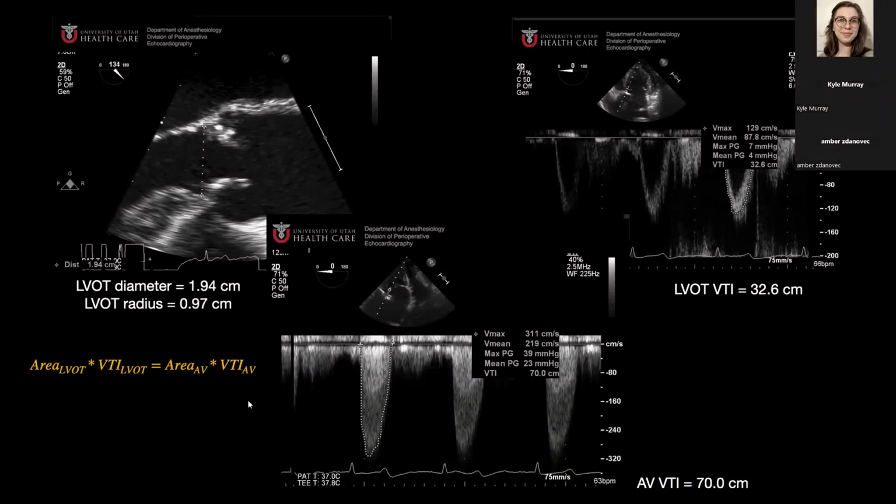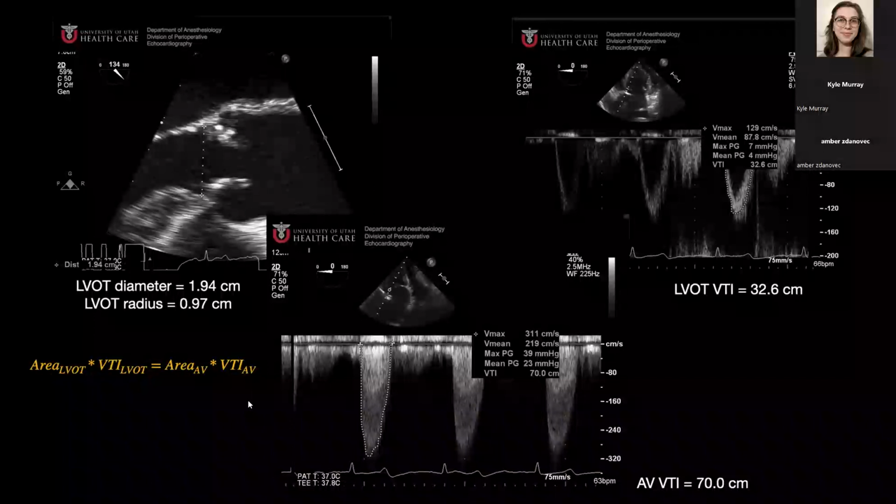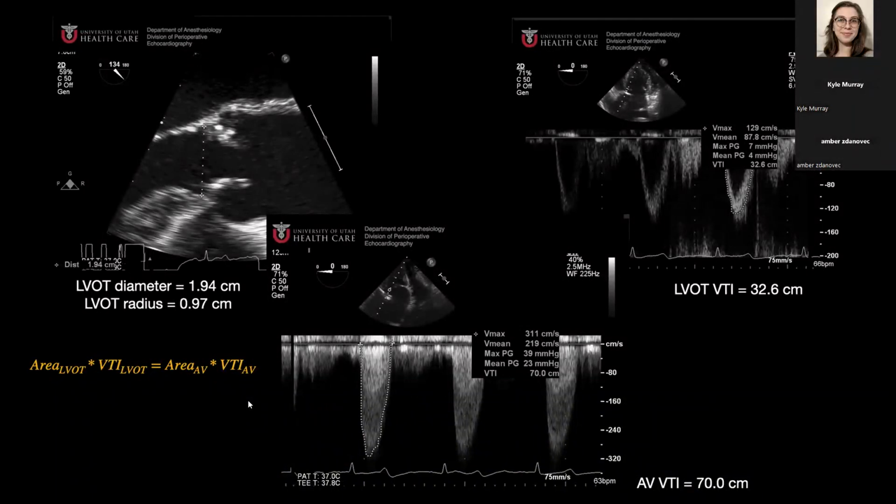Let me ask a question. Yep. So your VTI is calculated based off of the velocity crossing that point, so it's sort of calculated back into a distance. Correct. VTI stands for velocity time integral.